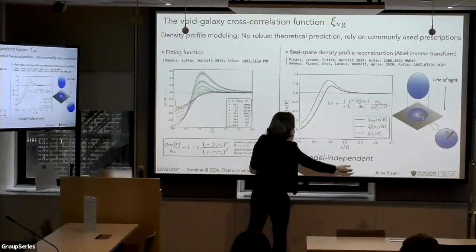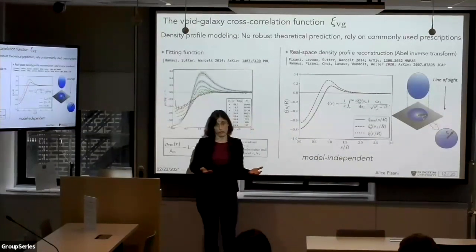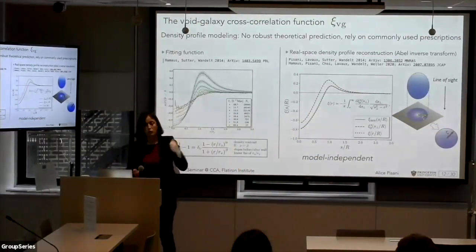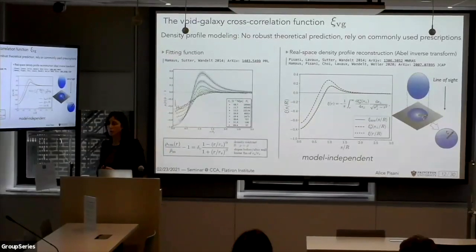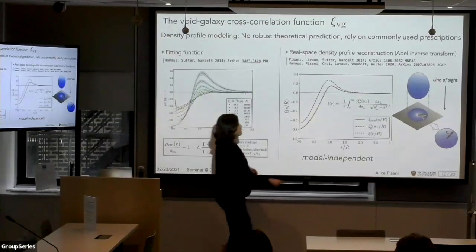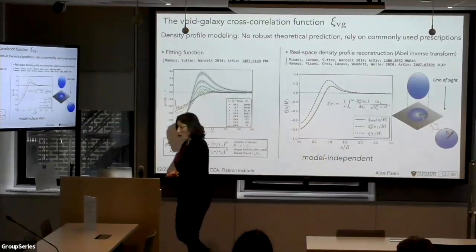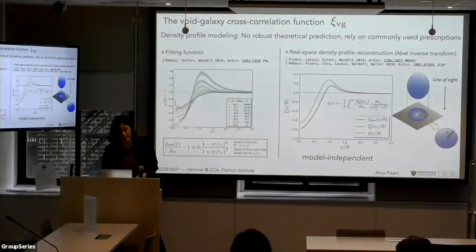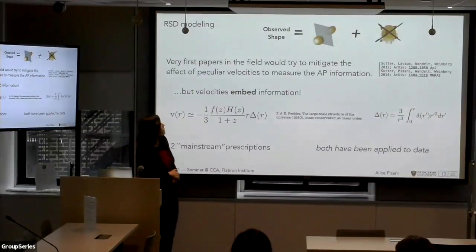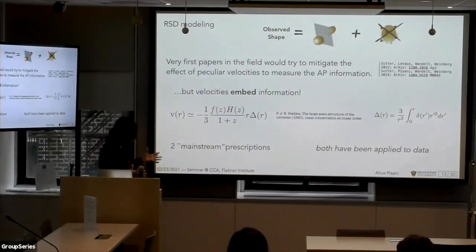Now, because this real space density reconstruction does not make any assumption on cosmology, it has the advantage of being model independent. So we can directly apply it to data to extract the density profile of voids. The disadvantage is that it is very noisy because it relies on the Abel inverse transform here that is ill-conditioned. So of course, it was very hard to apply it until now, when we have enough voids. Good, we know how to model the density profile.